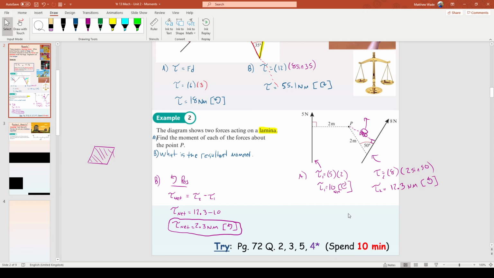Please try these. The lesson's not over yet, though, okay? So I'm going to do another topic. Page 72, questions 2, 3, 5, and 4 is a trick question. In order to get 4, just remember it's the shortest possible distance to the line of action of the force. So you'll have to draw the force really long so that you'll be able to see where the line of action is. Spend up to 10 minutes because the video has already been 13 minutes, and then come back to me. Go.